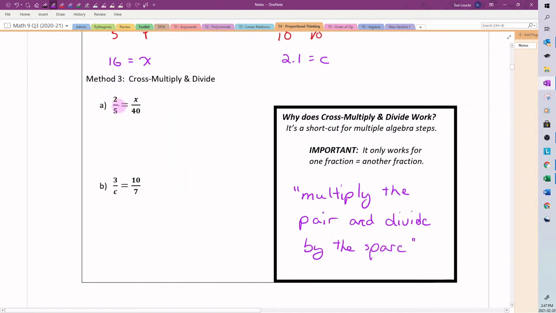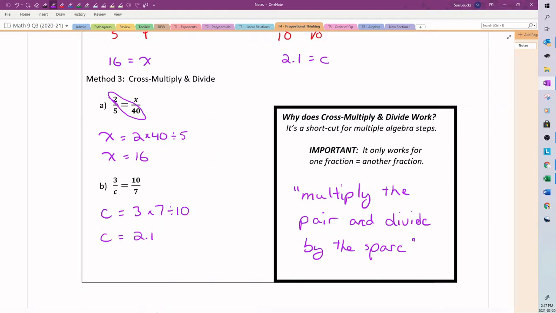Okay, so I'm multiplying the two numbers that are diagonal across the equal sign wherever those are, okay? So x equals 2 times 40 divided by 5. So x equals, ta-da, 16, okay? And in this one, c equals 3 times 7 divided by 10. So c equals 2.1. Okay, that is the easiest way to do it.